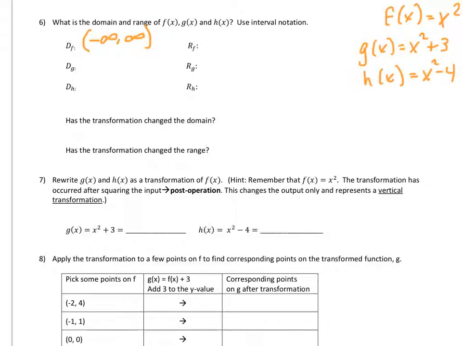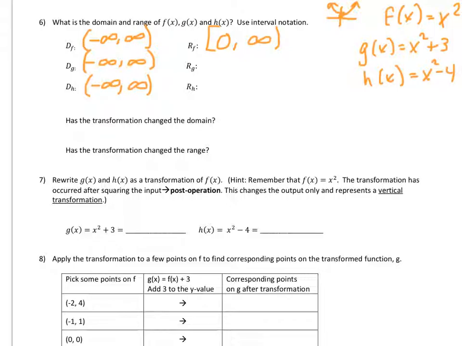And then the range is the smallest y value to the biggest y value. And the smallest y value on the graph of x squared is 0, and then it just goes up from there, because f of x equals x squared looks like this. So smallest y value is 0 and it gets bigger. The domain for g and h are the same, right? If you can square anything, then you could square anything and add 3 or subtract 4. So my domain is negative infinity to infinity on both of these.